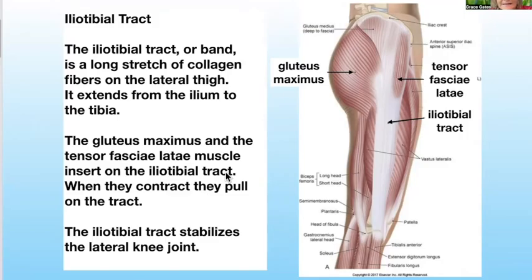So the gluteus maximus and the tensor fascia latae anteriorly both insert on the iliotibial tract, and when they contract, they pull on the tract. The iliotibial tract stabilizes the lateral knee joint. So it has these two muscles, the gigantic gluteus maximus and the tensor fascia latae, attaching superiorly, and when they contract, pulling strongly on the iliotibial tract and stabilizing the lateral knee joint.